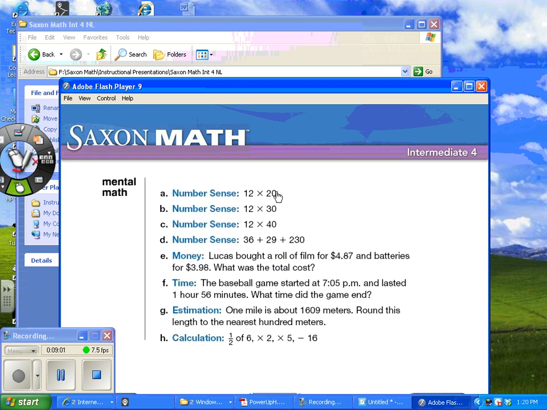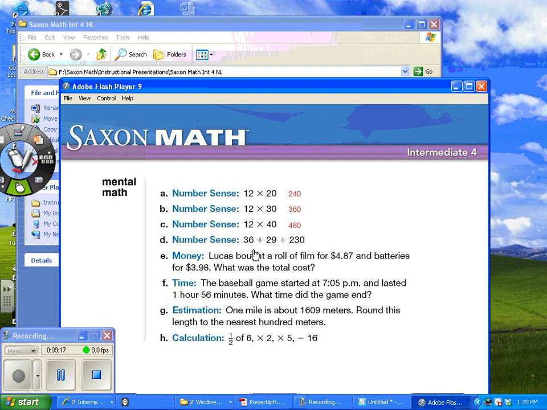Here we go. Okay, let's look at 2 times 12. You know that's 24. Tack on a 0. Look at 3 times 12. 36. Tack on a 0. 4 times 12. 48. Tack on a 0.